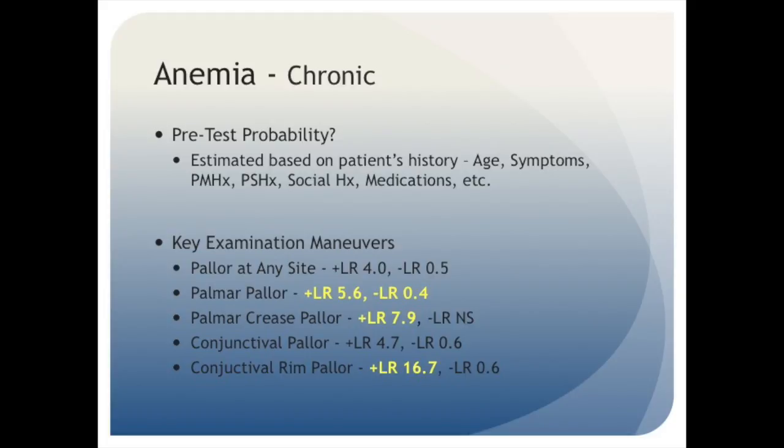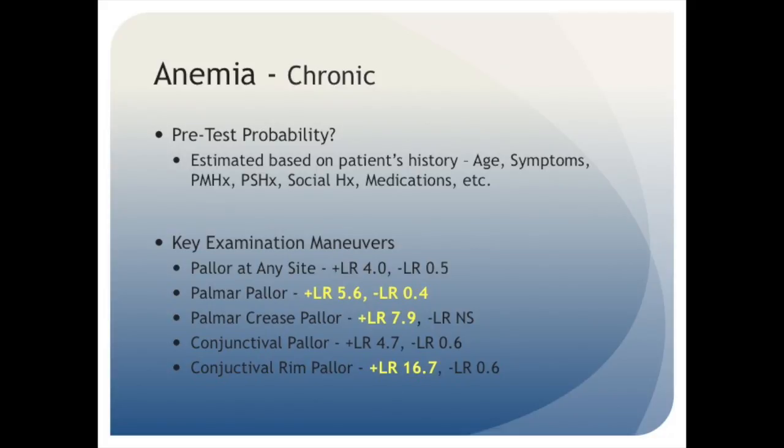Now, perhaps one of the best studied and validated physical exam maneuvers for detecting anemia is looking at the conjunctiva. And here we need to be careful in our approach. Many studies didn't specify where on the conjunctiva they looked for pallor, but a couple of studies did, specifically saying that they compare the conjunctival rim to the palpebral conjunctiva, which is normally pale in color.